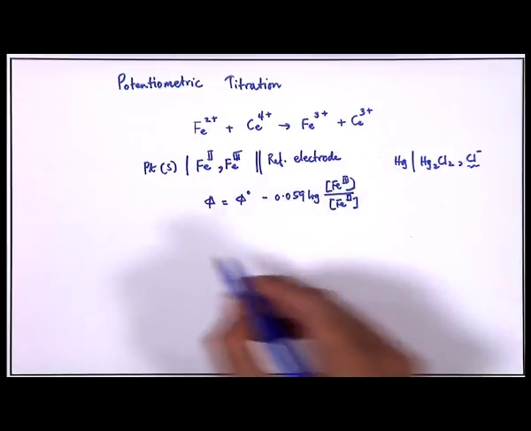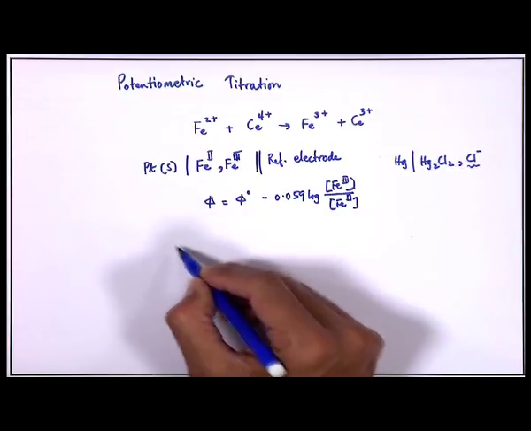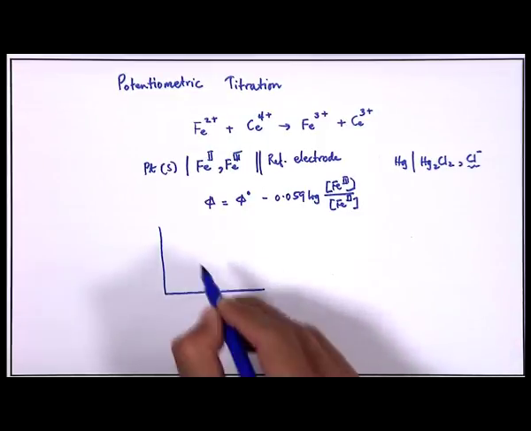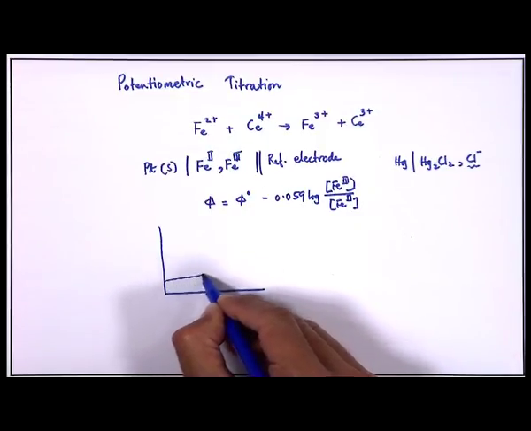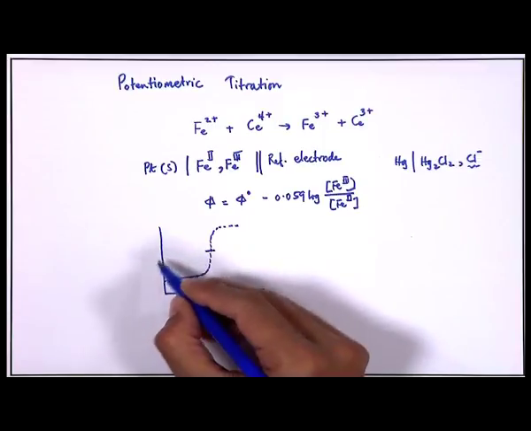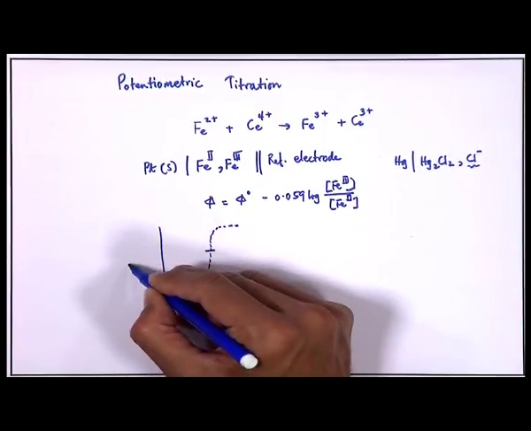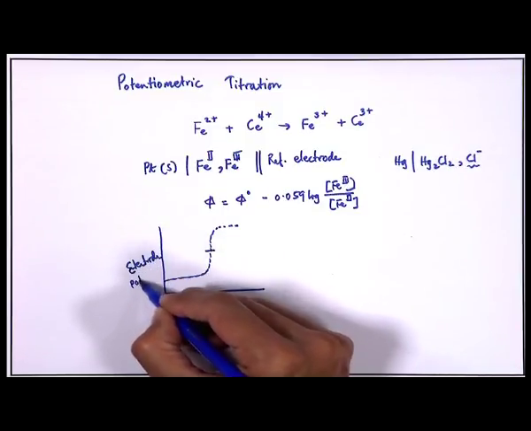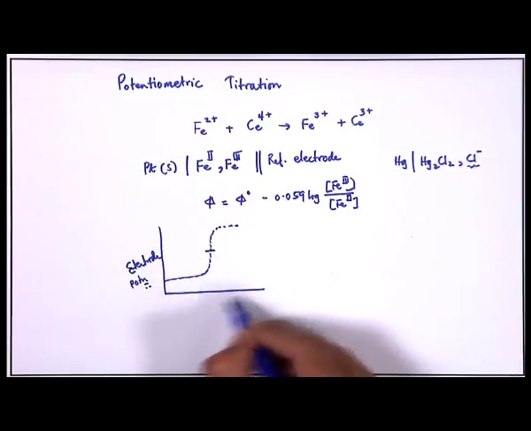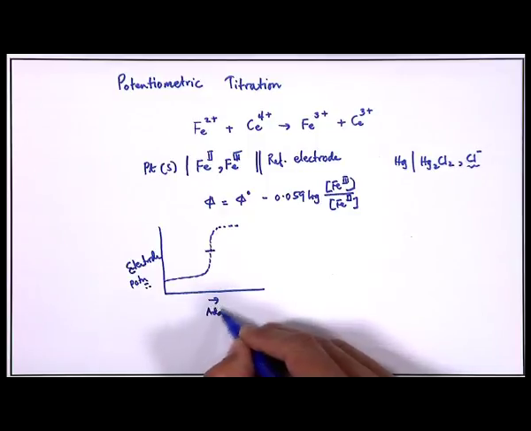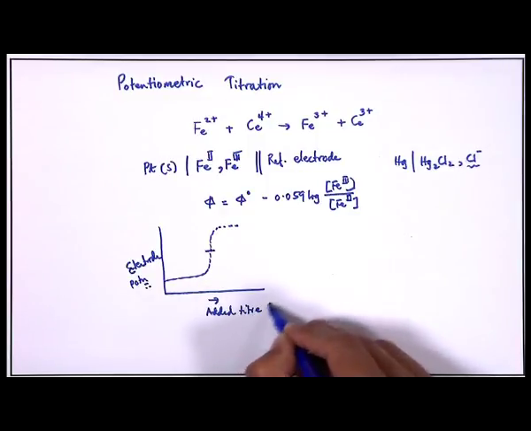Okay. So, therefore, if you plot this potential against, say, a saturated calomel electrode, it will follow a trend like this. This may be regarded as the equivalence point. So, electrode potential versus the number of drops of this cerium, the ceric system, that is added, that is, added titer in ml.